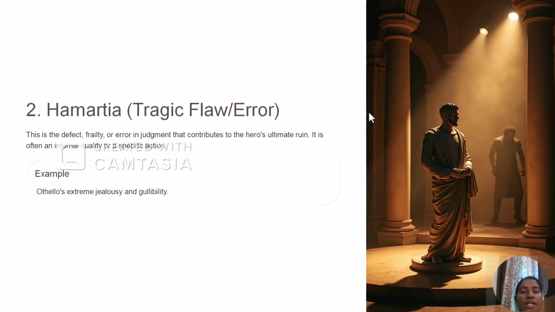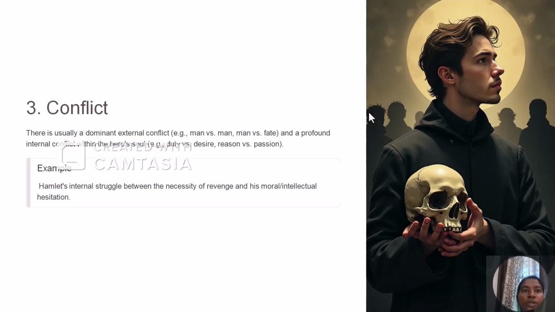Hamartia gives depth to the tragic hero by making his downfall a result of his own nature rather than external forces alone. And the next characteristic is conflict. Conflict forms the heart of Shakespearean tragedy.